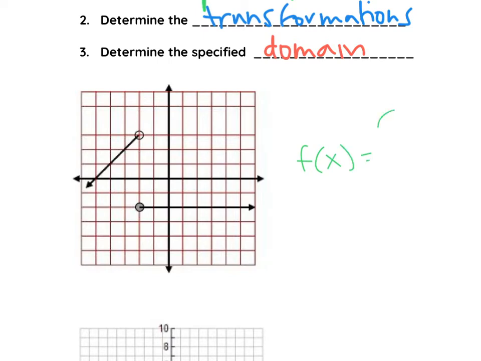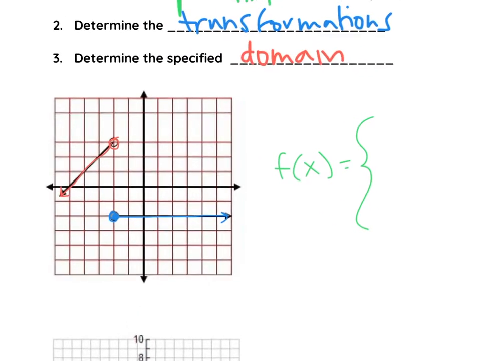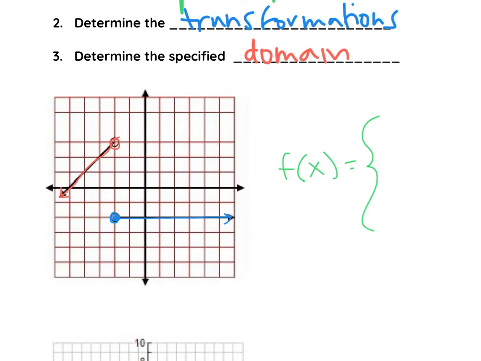You should see that f of x has two pieces, right? So we have this piece and we have this piece. Now this piece has a closed circle on it, so we have to keep that in mind. Let's just start with the red one. This is a linear function, so I know it's just going to be like x, right? But it's not a linear function that would have gone through the origin. So where did this one go?